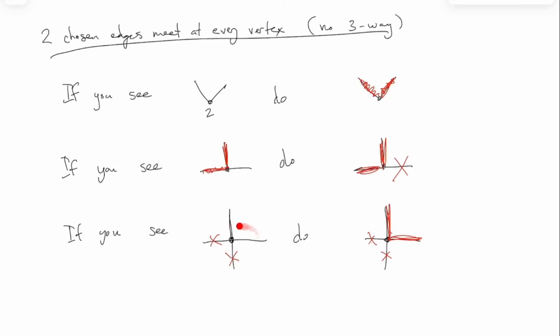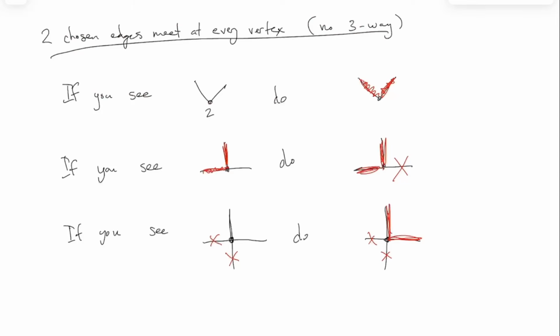This is actually the same situation here. You also only have two legal options, and you must use those two. If you have already two chosen, then you should exclude the other edge there. All right, this is very specifically kind of what you're looking for in a graph when you are applying this general strategy, that two chosen edges meet at every vertex.